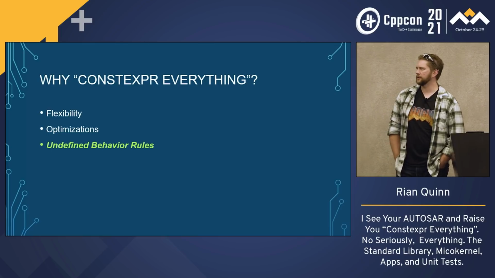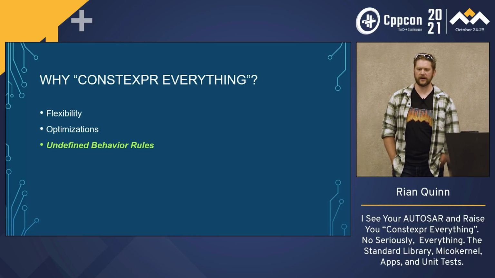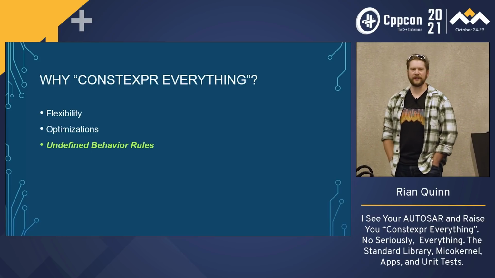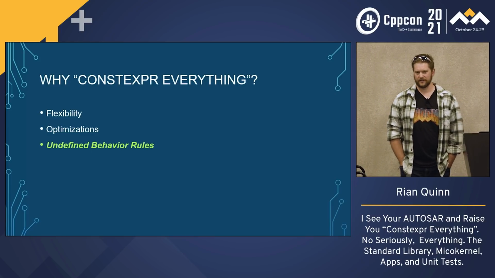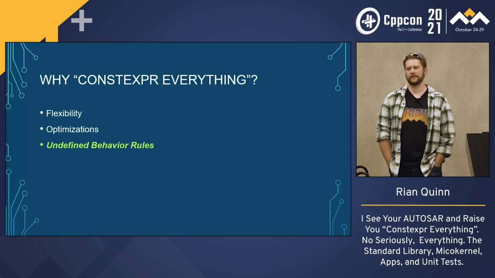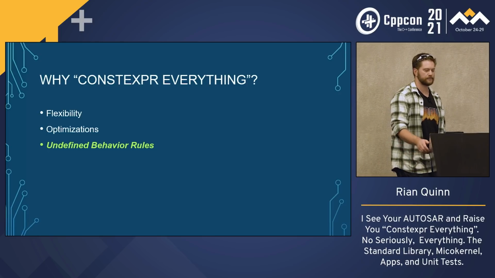The first two are the things that we tend to think about the most. It allows us to be more flexible with our code, and usually the thing that we care about the most is optimizations. We can do a lot of the code that we need to at compile time instead of runtime, and so that reduces the amount of work that's done at runtime.